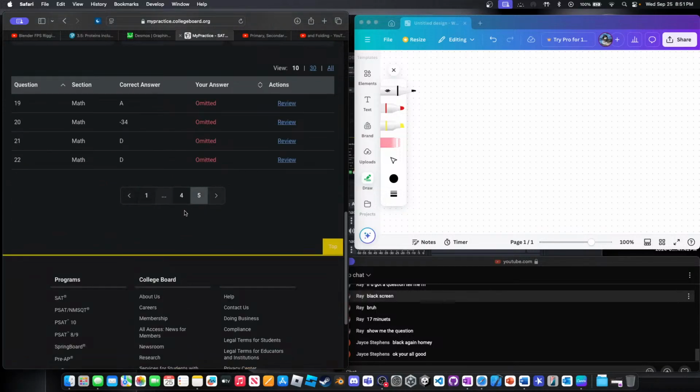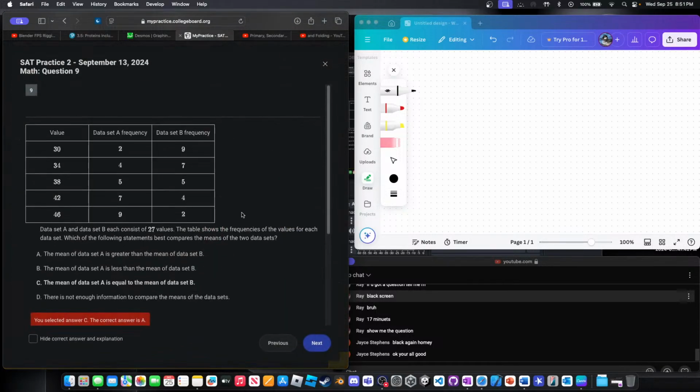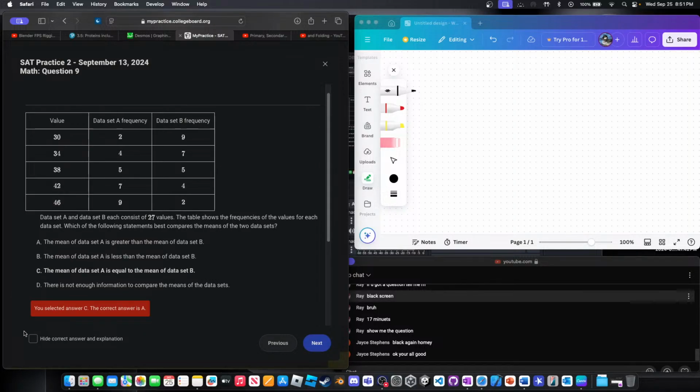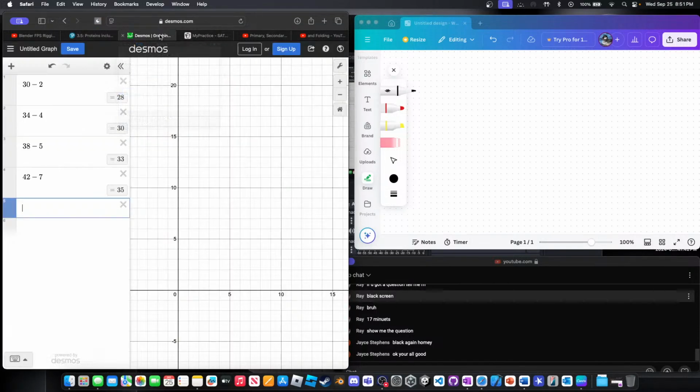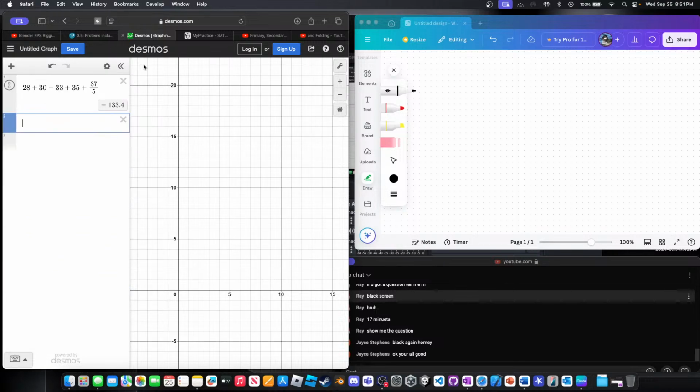Okay. 5, 4, 4. Incorrect. Here's our data set. You can pause the thing if you want. Take a screenshot. Do whatever. I'm trying to see if I can do it myself. 42 minus 7, 46 and 9. So 28 plus 30 plus 33 plus 35 plus 37 divided by 5. 133.4. Nice. So this would be our first average.